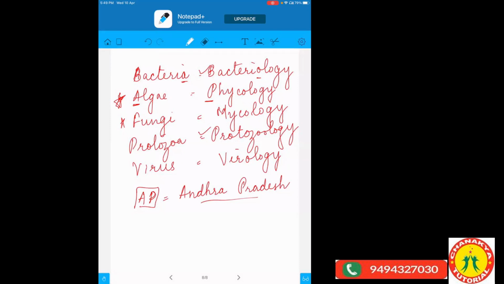The second one, fungus. The first letter is what? F. In mycology, the first letter is M. So what is FM? FM radio, right? So like this, you can learn FM. F stands for fungus and M stands for mycology. A, P, Andhra Pradesh. F, M, FM radio. If you learn like this, then you will not forget it in your whole life. Clear, children?